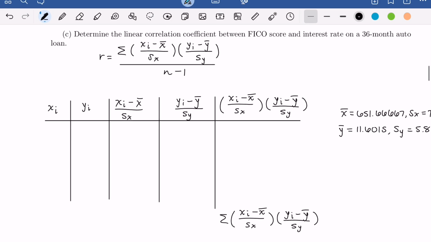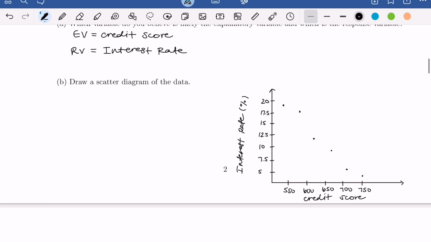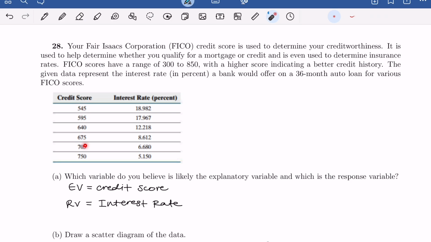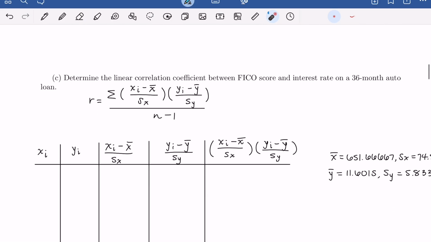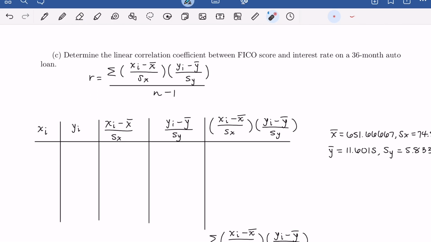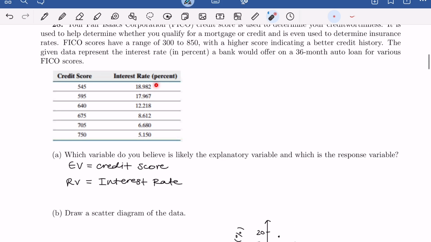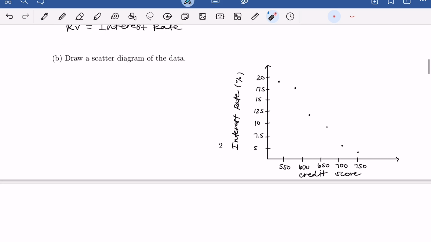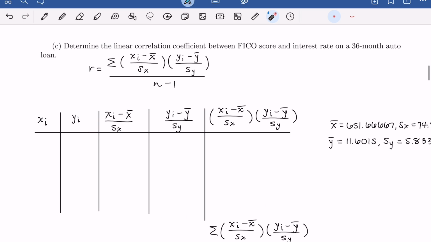All right. Now we're just going to input our X and Y variables. We have our credit score starting at 545 and ending at 750. So these are going to be all of our X variables. And then our Y variables, putting that in the table, is going to be all of these guys. So I'm going to go ahead and fill in this table just like I did in the last example, and then come back to find this correlation coefficient.